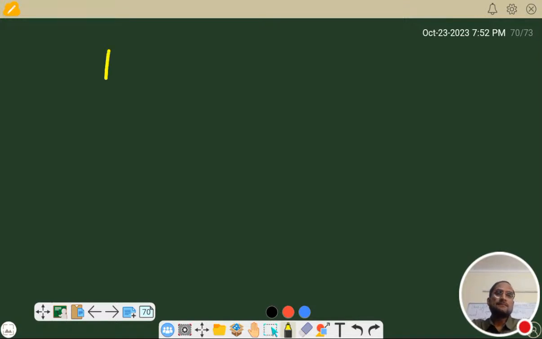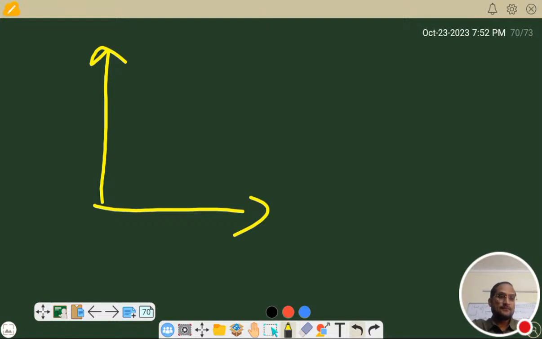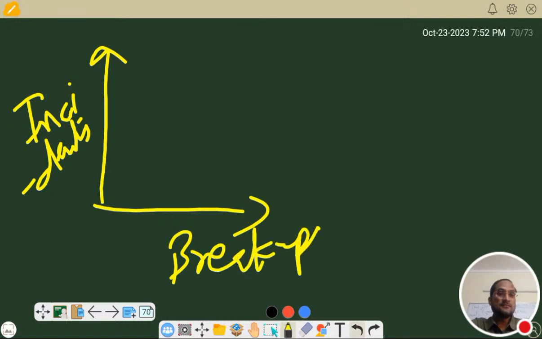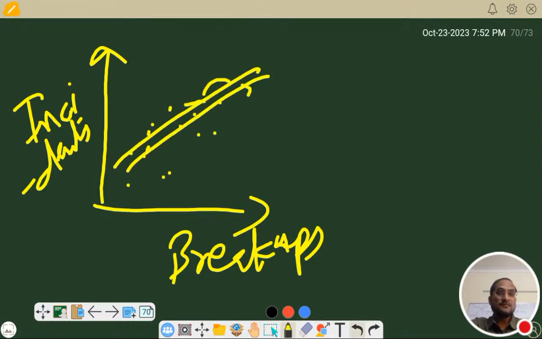Correlation: on this axis breakup with certain people, and on this axis incidents of schizophrenia in Kangana Ranaut. These are your incidents, these are your breakups. We may find these dots. Hrithik Roshan's role may be higher in her schizophrenic behavior. Correlation analysis. We are finding a correlation between the breakups and the incidence of schizophrenia in Kangana Ranaut.